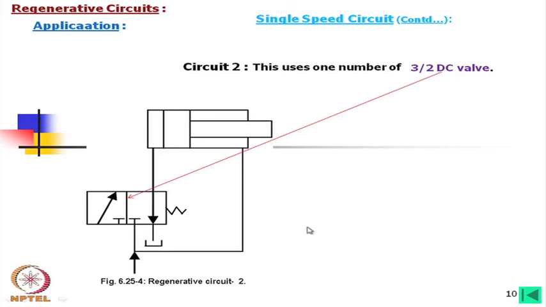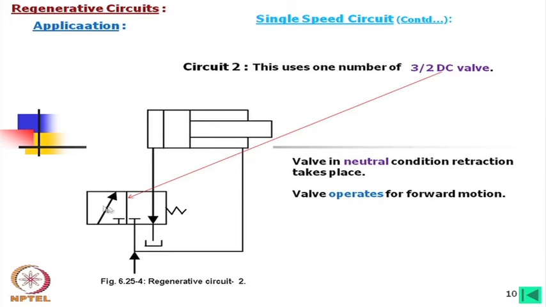Now, let us see what happens. When the valve is in neutral condition, retraction takes place. That means, if we put the valve in this direction, this is the neutral position. Instead of neutral, we can say this is position 1, the normal position. And as the spring is there, if you do not operate the valve, it will be here with the help of the spring. Now, in that case, oil is going in this direction and oil from this side is coming back to the tank.